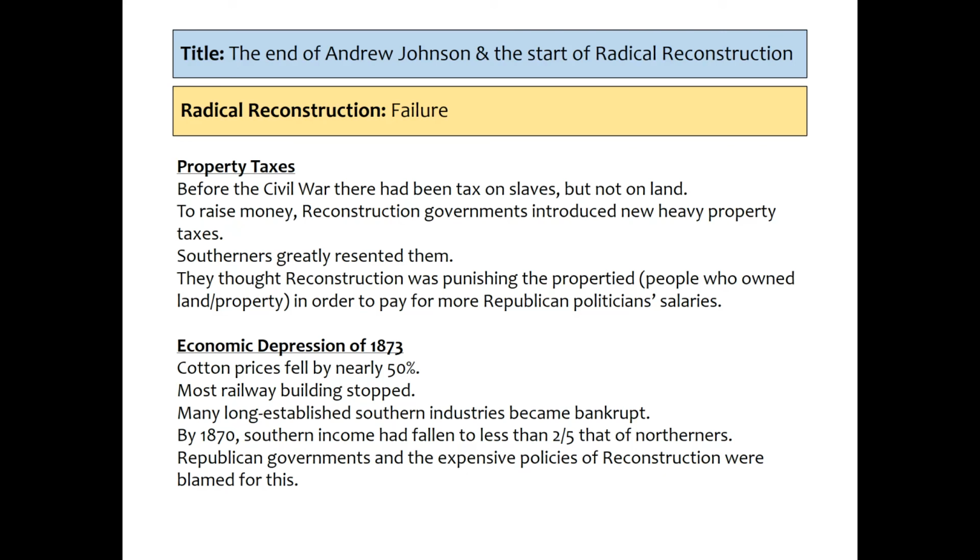Further reasons for failure is the economic situation at the time. In 1873, we've got an economic depression. Cotton prices fall by 50%, which the South relies on. Railways have stopped being built, and many long-established southern industries become bankrupt. By 1870, southern income had fallen to less than 2/5 that of the northerners. And this reflects very badly on the Republican governments, and again makes moderate Democrats and moderate Southerners see Reconstruction as the cause for this. Republican governments and expensive enforcement, the federal troops that were necessary, the Freedmen's Bureau that was there, will be blamed for it.